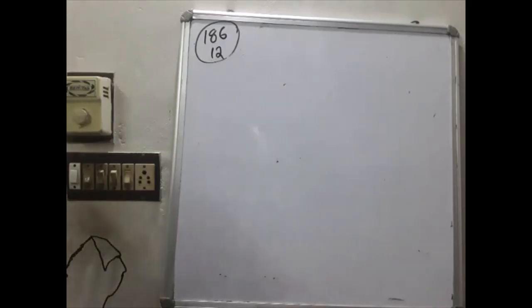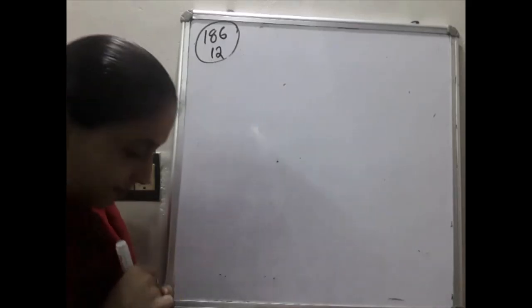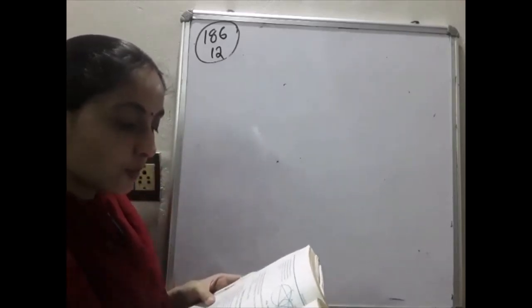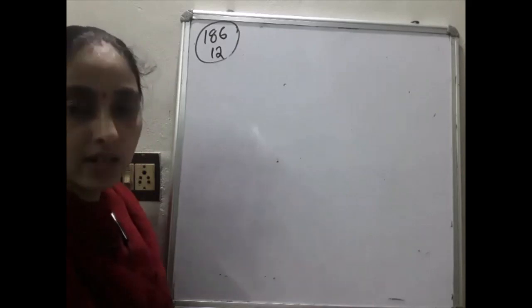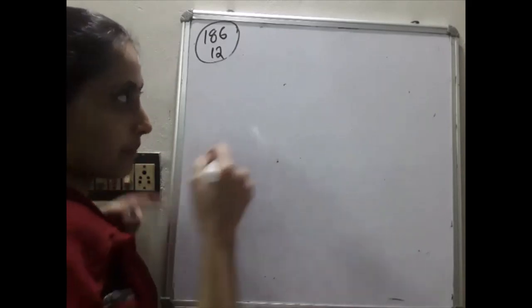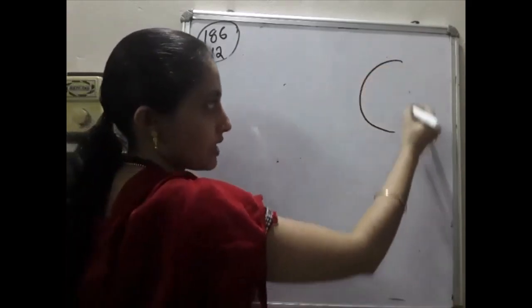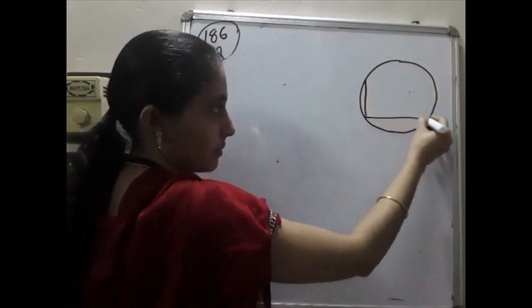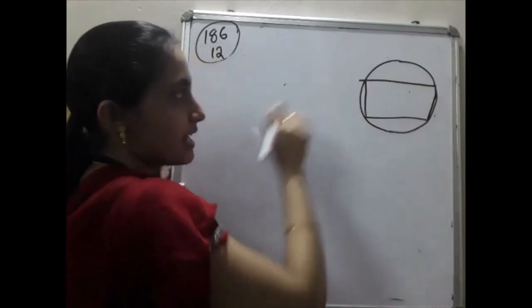Then a very important and very easy question. That is page number 186, last question, the 12th question. Prove that a cyclic parallelogram is a rectangle. Cyclic parallelogram means a circle with a parallelogram inside it. We want to prove it is a rectangle.